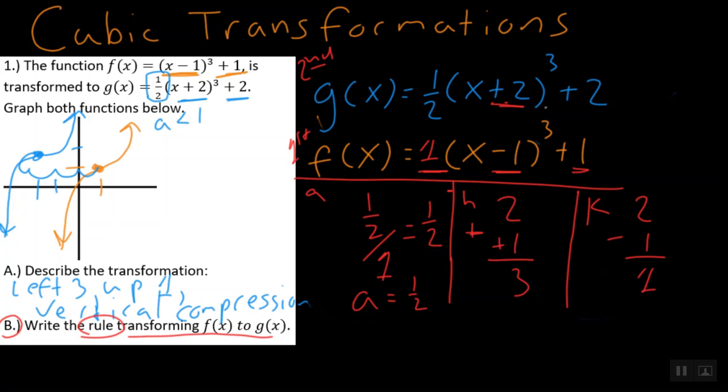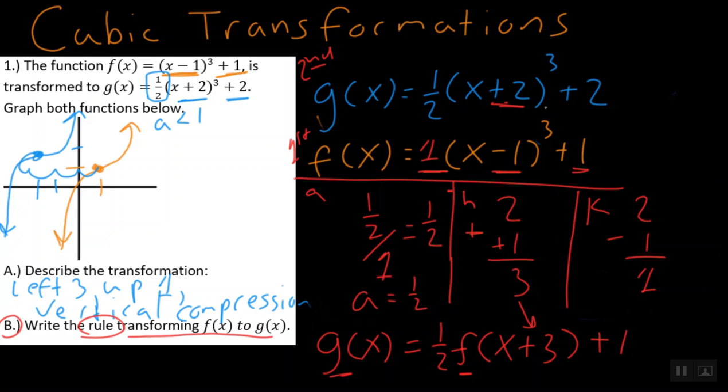So what does this look like? Well, our rule in transforming f of x to g of x can be written as g of x is equal to 1 half f of, so that's showing us that f is being transformed to g, 1 half f of (x plus 3), so that's where that positive 3 goes, and then here we put our plus 1.